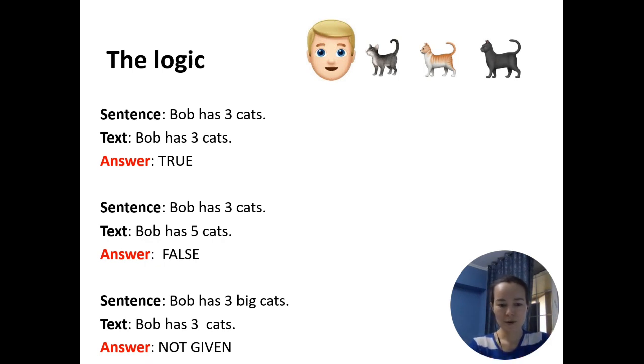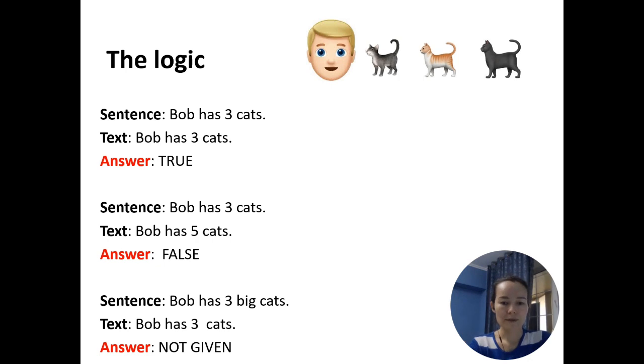Okay, so basically we will look at the logic of this question using this picture. Here is the man, let's call him Bob, and there are 3 cats. Domestic cats, let's say, Bob's domestic cats. In this type of question, you will have sentences and the text, of course, because it's a reading test. You need to compare the information in the sentence and in the text.